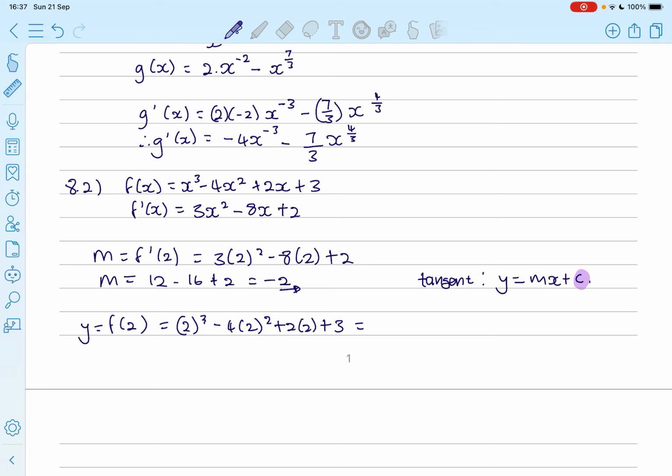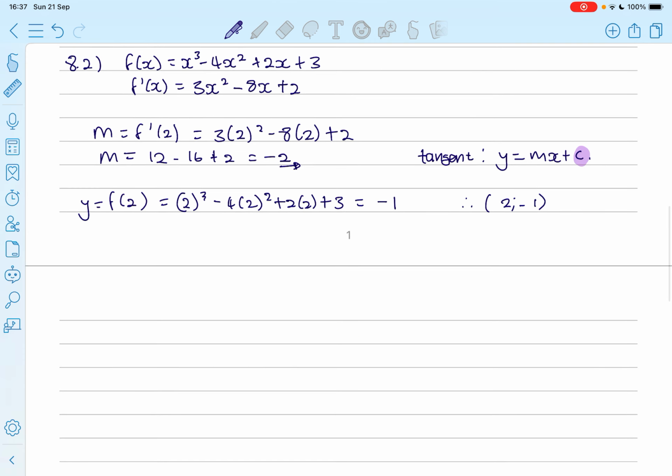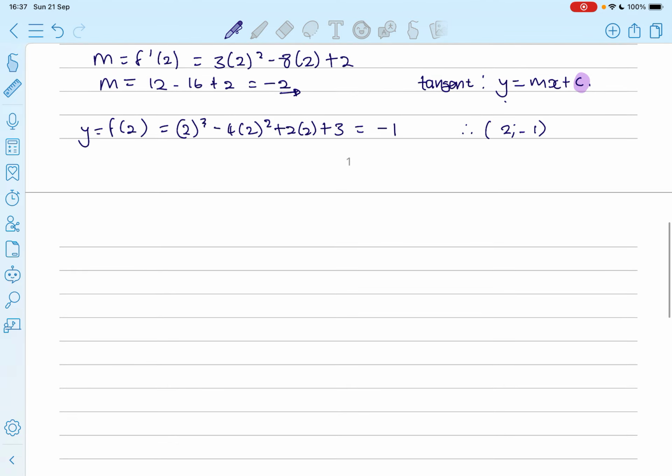And this gives you an answer of negative 1. Okay, so therefore we've got our point, which is x is 2 and y is negative 1. Nice. Now we've got m and we've got our point. We can substitute it into the equation of the straight line and get the equation of our tangent.